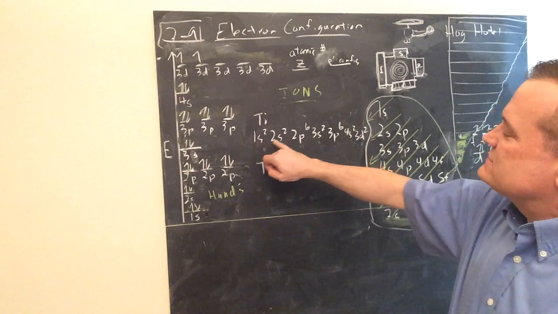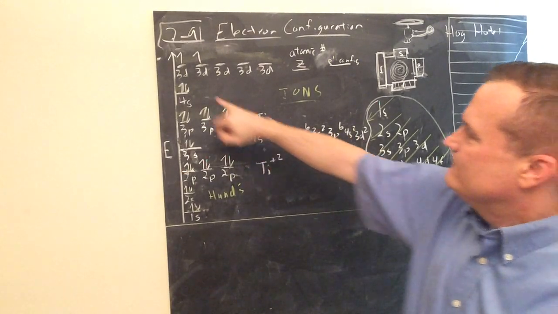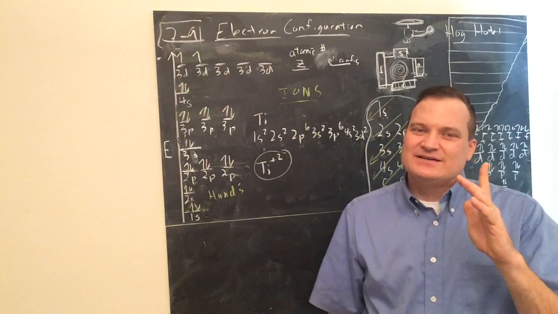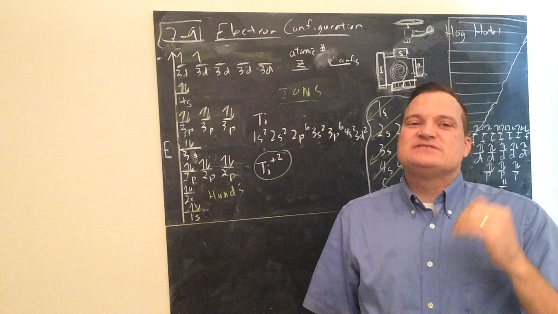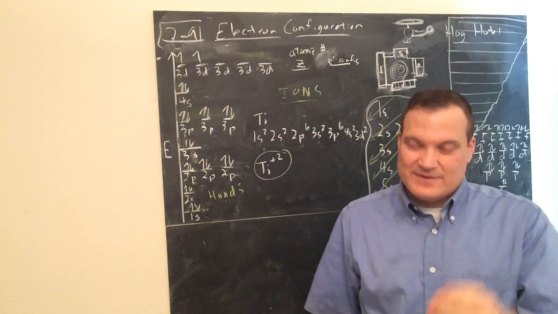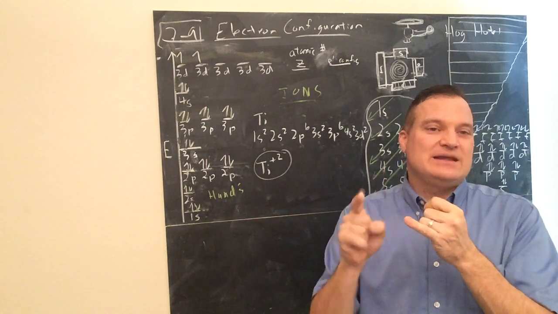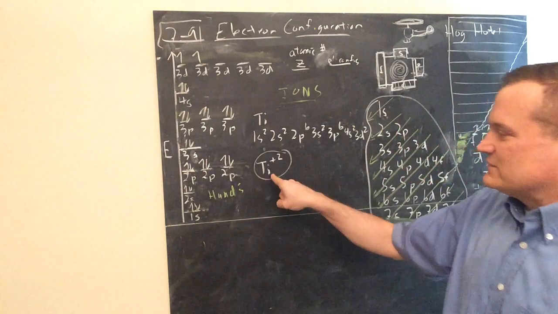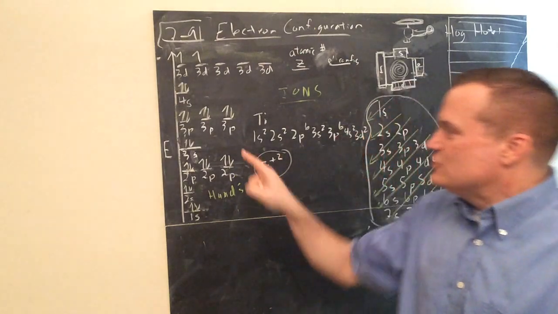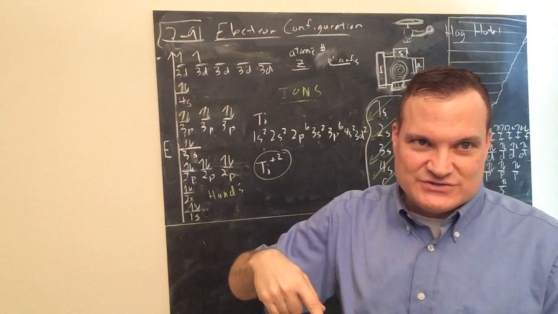Titanium. Okay. We said 1s2, 2s2, 2p6, 3s2, 3p6, 4s2, 3d2. Now, if I want to make titanium plus 2, in fact, I meant to mention this. If you see on a worksheet or a quiz or on an AP exam, write out the electron configuration for titanium plus 2, first, even though they didn't tell you, you should just do titanium. First do titanium, then make the adjustment.